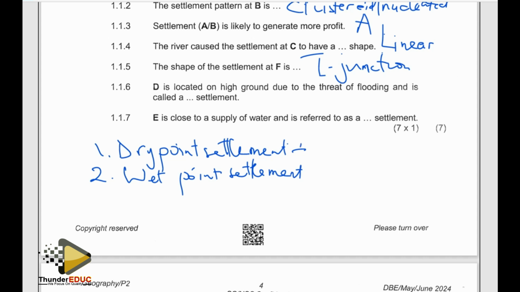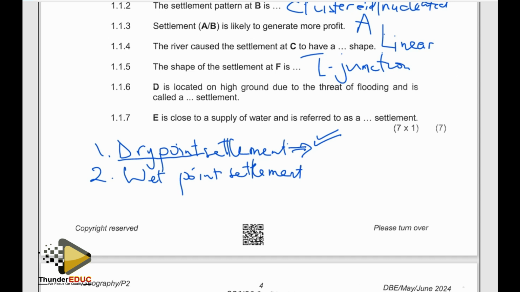The settlement is established at that particular site because it's a safer site when we talk of the risk of flooding. So it's a dry point settlement, and it's located at a place, usually a higher ground, which is not at risk of flooding. And when we talk of a dry point settlement here, we are not saying there is no water, but we are saying we are settling there because it's safer from the risk of flooding. That is a dry point settlement.